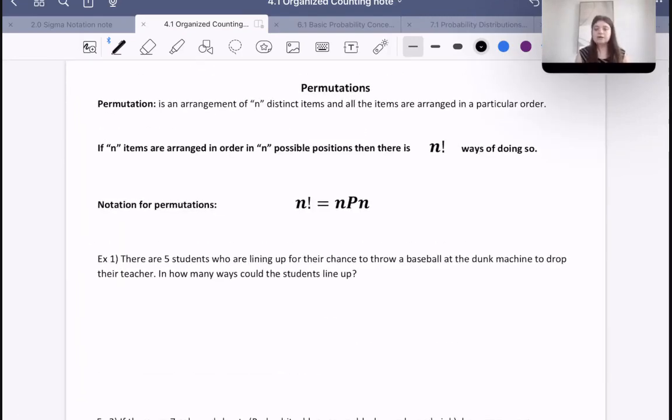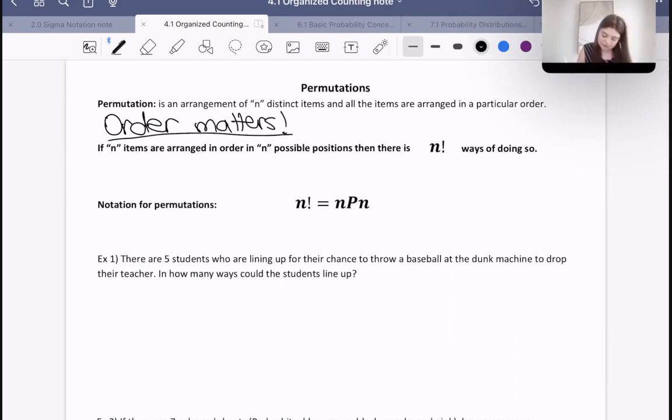So what is a permutation? A permutation is an arrangement of n distinct items, and all the items are arranged in a particular order. So long story short, something really key about permutations that I'm going to drill into your head for this whole semester is that order matters when it comes to permutations.